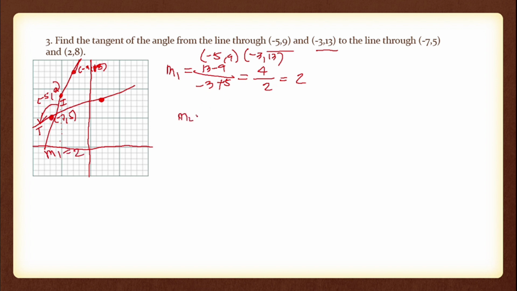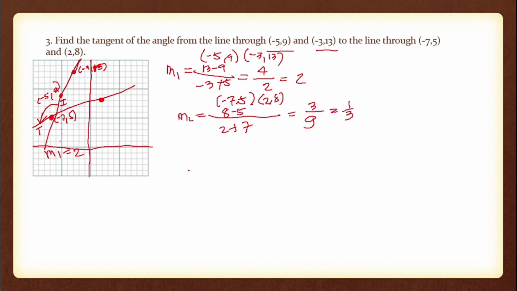And the slope of m2, the points here are negative 7, 5 and 2, 8. So if we compute, we have 8 minus 5 over 2 plus 7. So we have here 3 over 9. That is equal to 1/3.